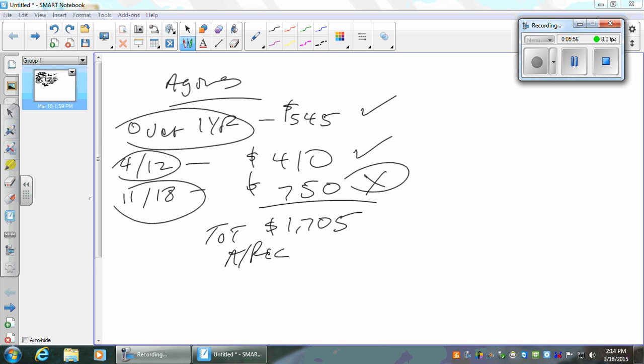What exercise number was it again? Exercise 7-11. 7-11.